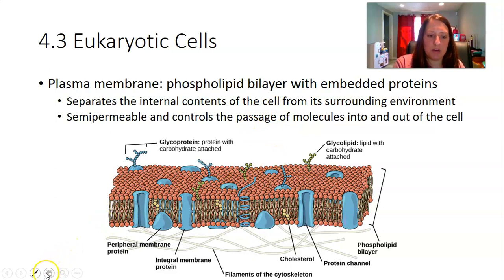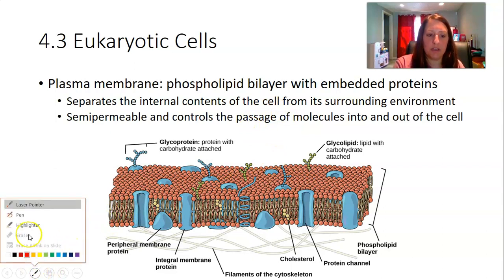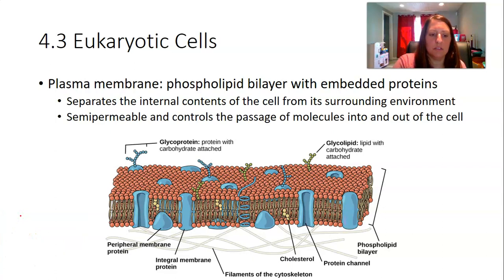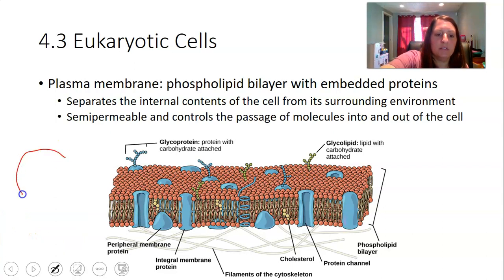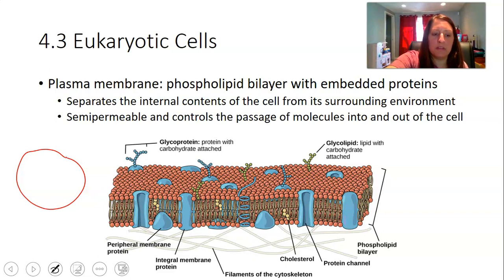So let me grab my marker, make sure we're understanding this. Okay, if this were a cell, like the cell we just saw on the previous slide, I'm just going to draw my circle. That represents the plasma membrane, right? The outer boundary. Inside of here would be the cytoplasm. I'm going to put a C for cytoplasm. And outside of here would be the extracellular fluid. Okay.